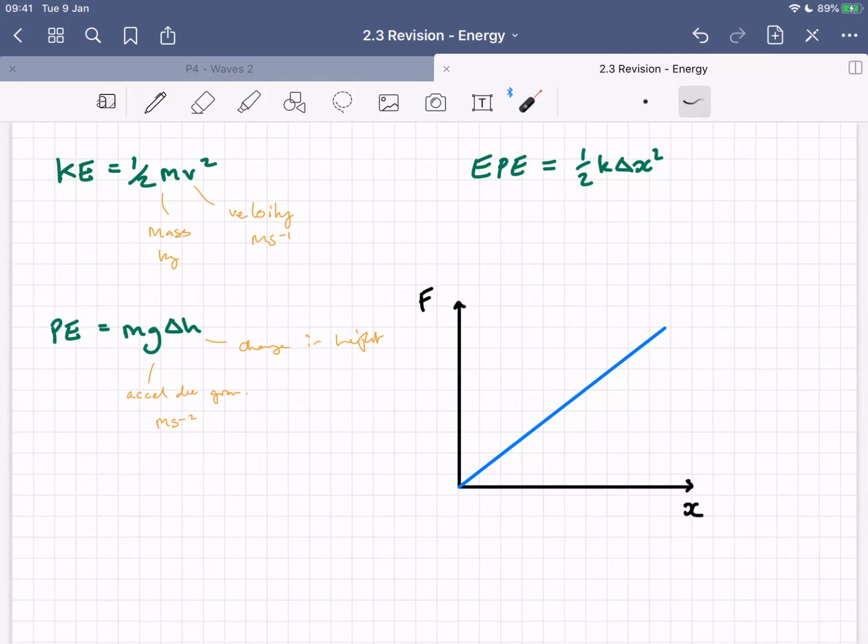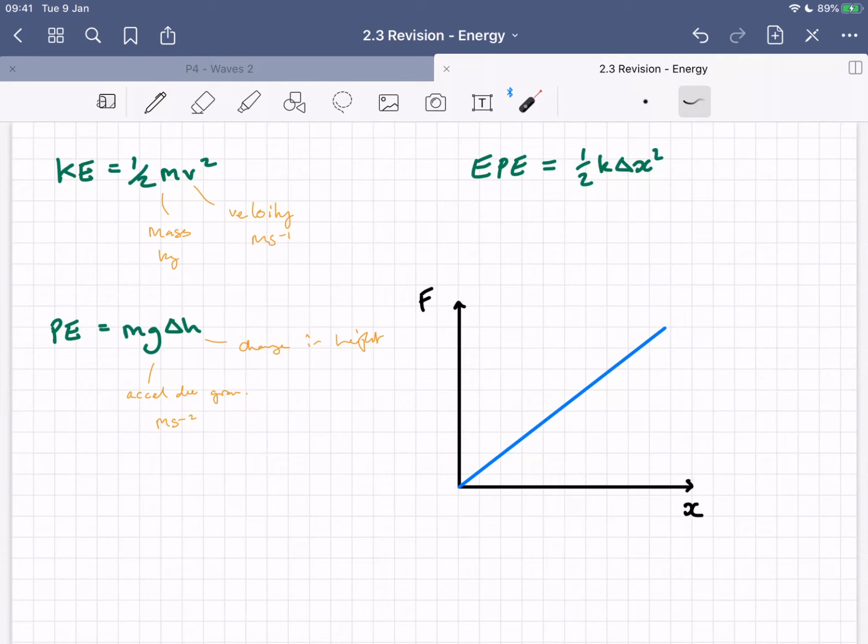You hopefully remember it from the forces section, but it is the energy stored in a spring. So you could have a spring which is stretched, or a spring which is being compressed, and you know when you let go of it, it will return to its original shape.